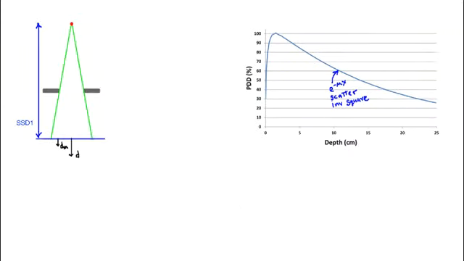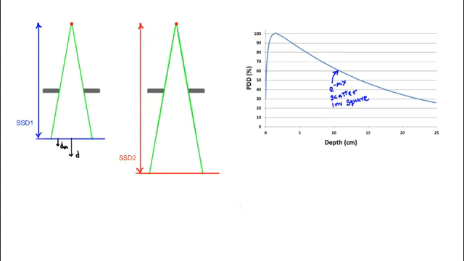So because of this inverse square effect, it's going to have a difference at a different SSD setup. If I'm here at SSD2, this curve is going to look different. Because of inverse square, the curve will not look like this blue curve. At the beginning it maybe looks similar, but then as you go down into this region, it falls off less steeply for larger SSD. So this would be the PDD curve for SSD2.